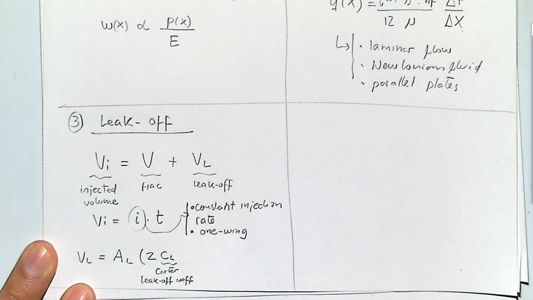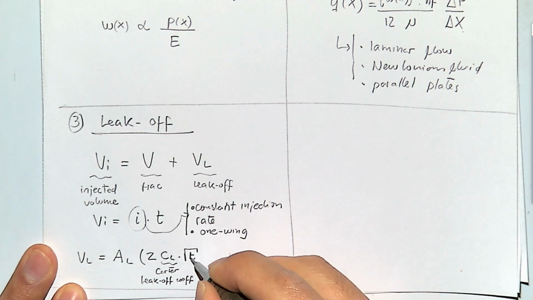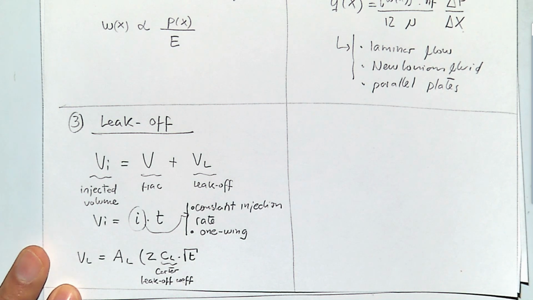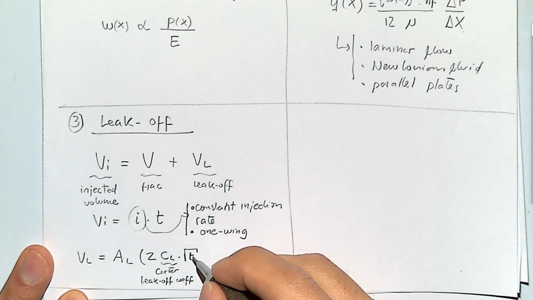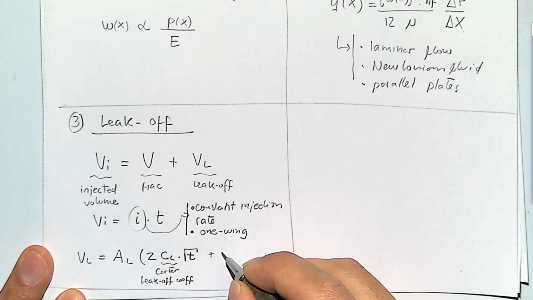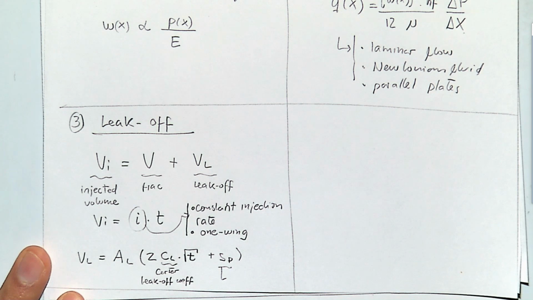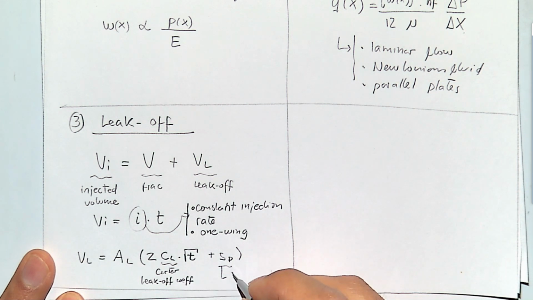Remember that this is a function of time, and similar to the method that you're going to apply in order to know the fracture closure pressure, when the fracture is open, it's going to be proportional to the square root of time plus a term which accounts for the fluid that you lose immediately after you start the injection, which is called the spurt loss.